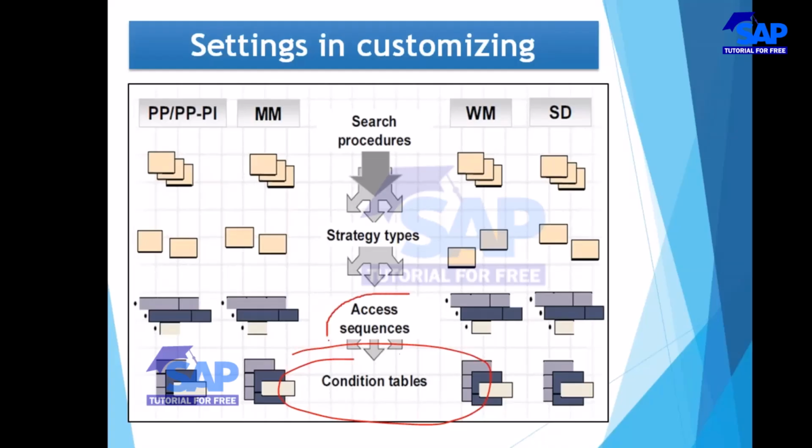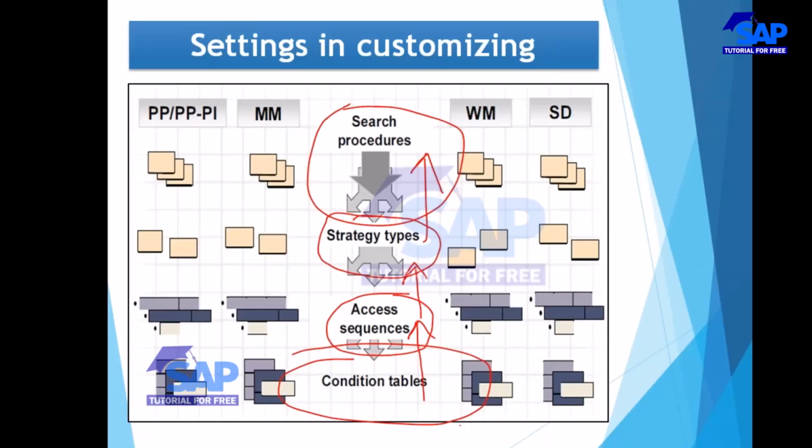And then you create the access sequence. In the access sequence you use these condition tables. Then you create the strategy type. In that strategy type you use this access sequence, and then finally you will create the batch search procedure. In that search procedure you will assign the strategy type. So this is a sequential configuration you will be doing for setting up the batch determination.